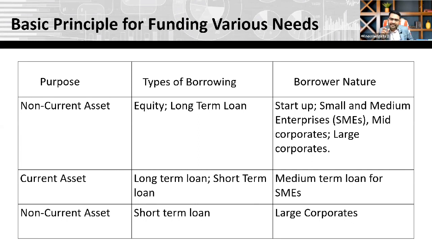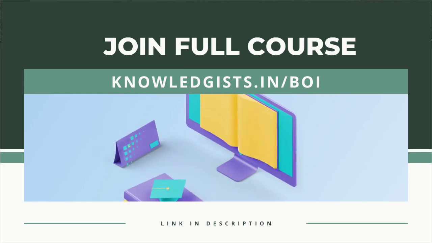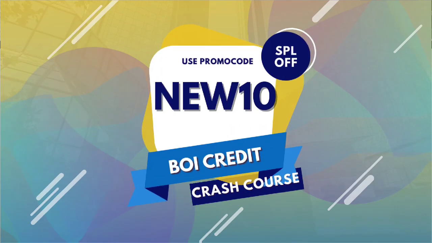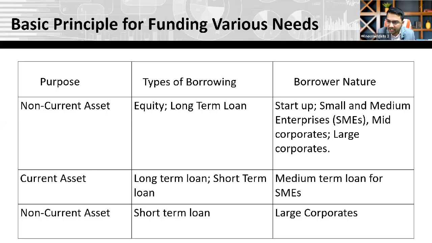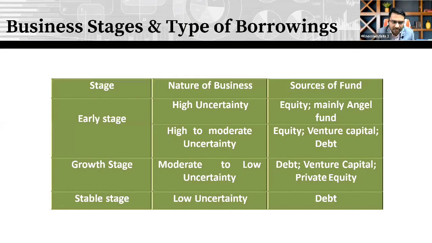Current asset, which is for 1 year: long-term loan or short-term loan, both can be arranged. Medium-term loan for SMEs. Non-current assets you can also arrange from a short-term loan for large corporates. Large corporates can manage this because they have other sources too, and they will square off their positions going forward. So they can also afford to have non-current assets funded from short-term sources.